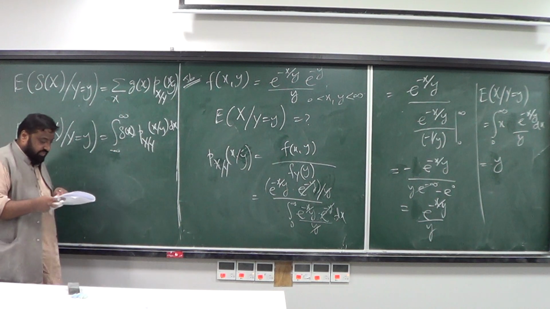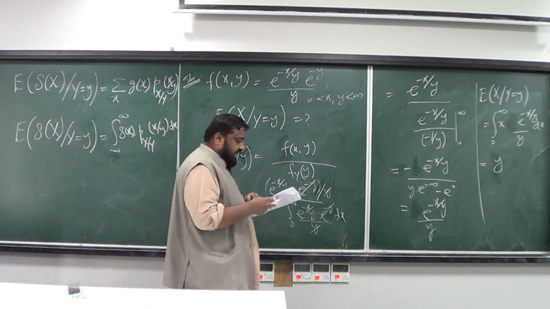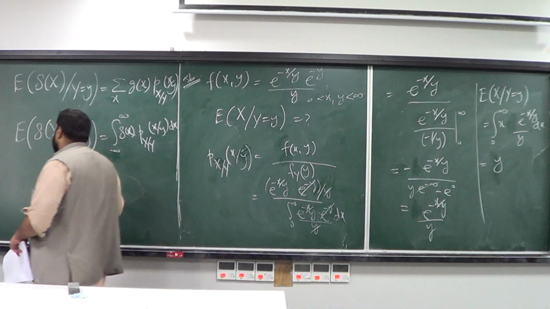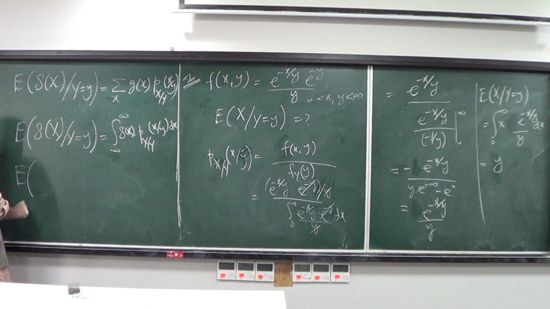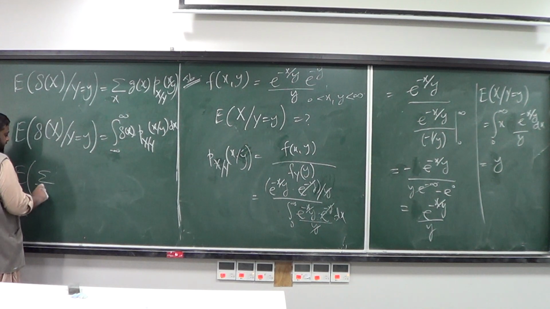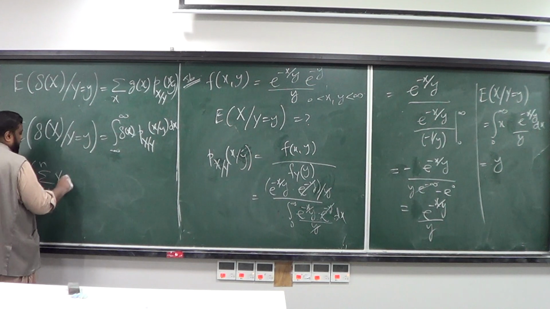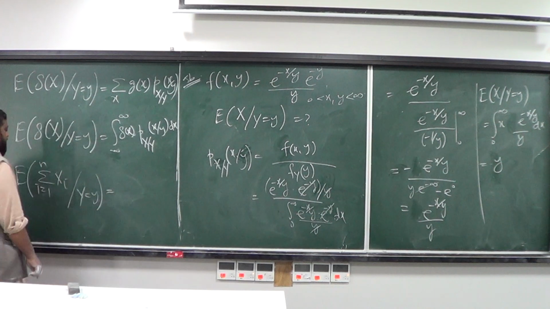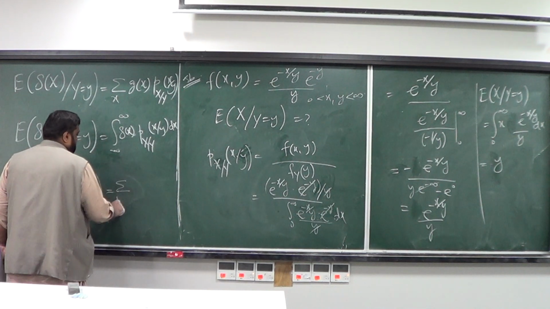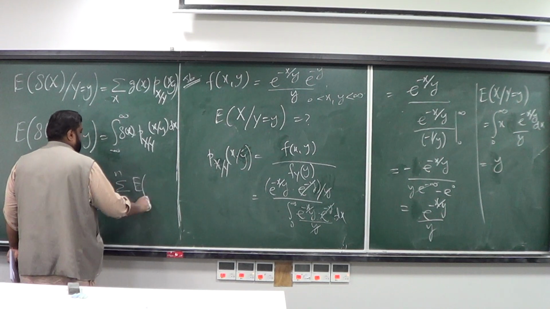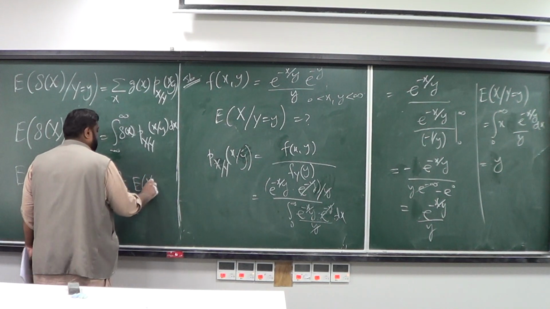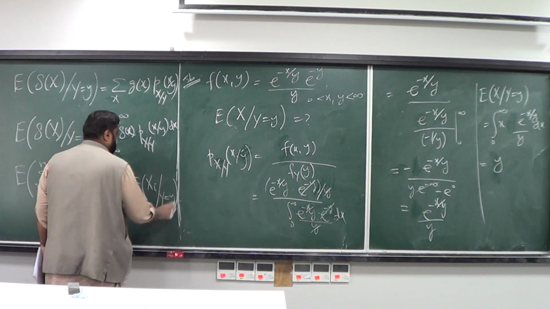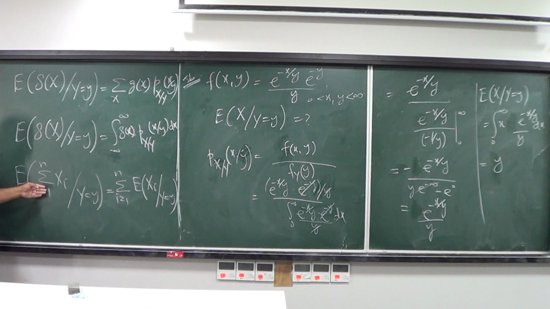Conditional expectation. You can also ask the same kind of question: how about the conditional expectation of the sum of the random variables, the sum from i equal to 1 to n of Xi, given Y is this fixed number y? This is the same as the sum from i equal to 1 to n of the conditional expectation of Xi given Y equal to y. So the conditional expectation of the sum is the sum of the conditional expectations. It's not difficult.